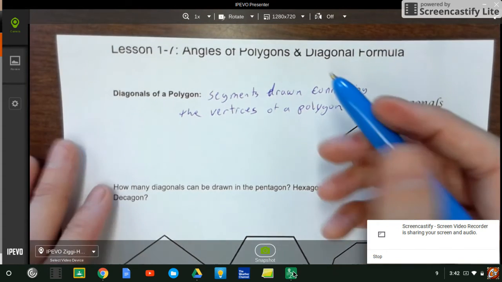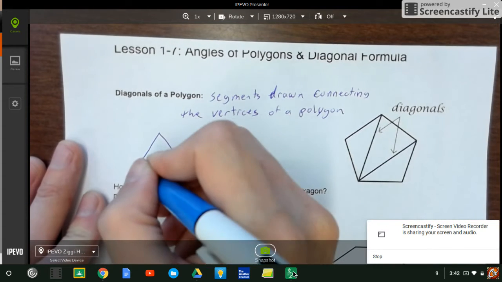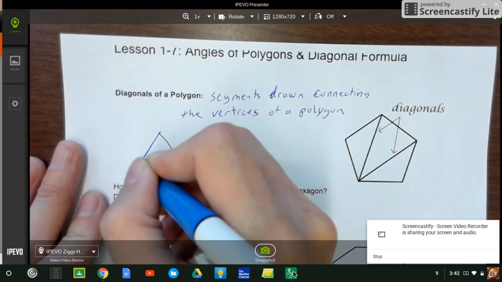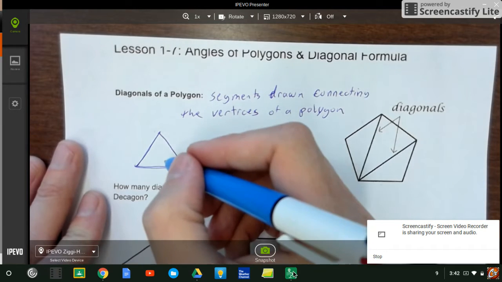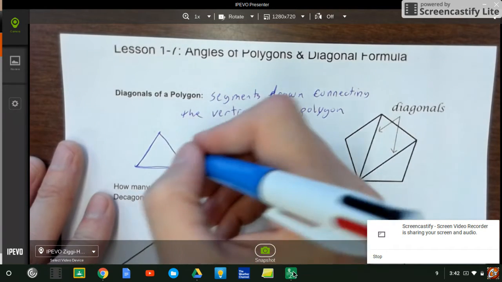Now, a triangle doesn't have any of these. There's no way to connect this to anything else. That's a side. That's a side. I can't connect to it any other way. So triangles have no diagonals.